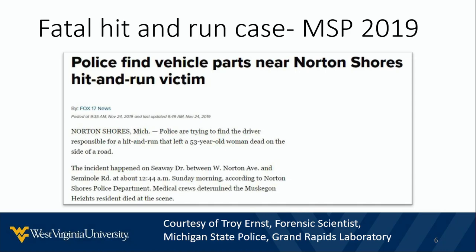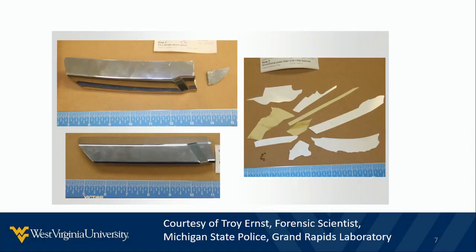In this particular case, this is a hit and run that happened in 2019, and the only evidence that was left near the victim was what appears to be pieces of an automobile vehicle and apparent pieces of automobile paint. In this kind of examination, usually trace evidence is the only material that is left that can provide a link to a particular perpetrator.